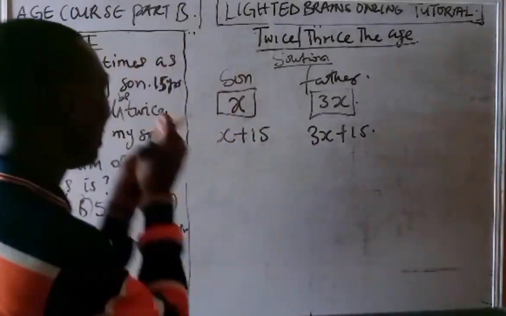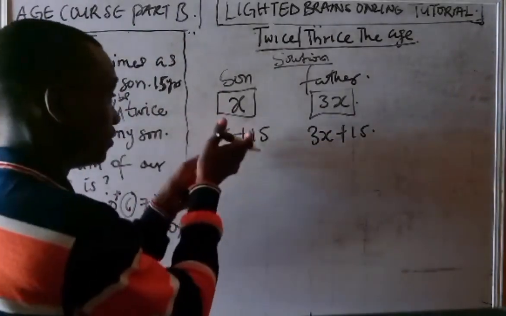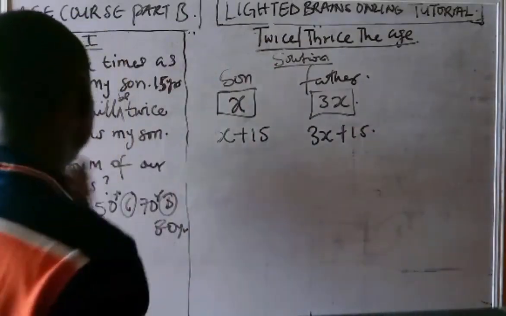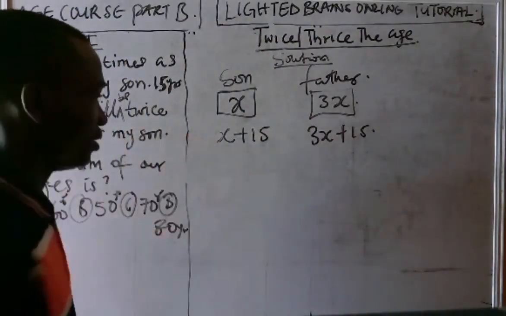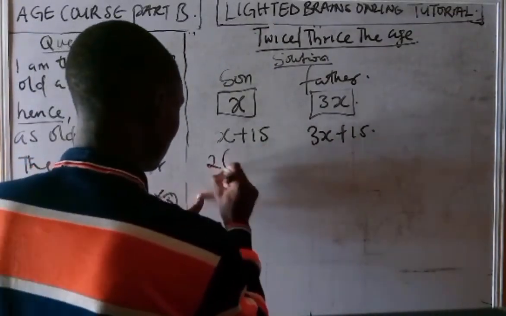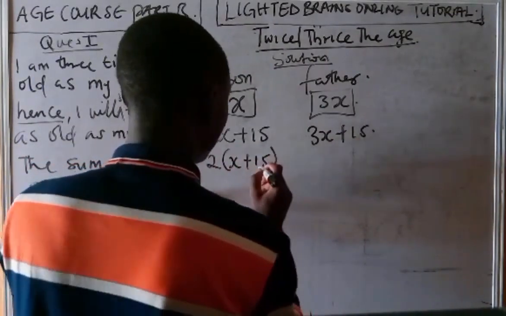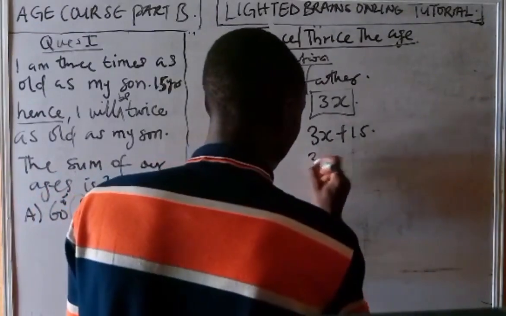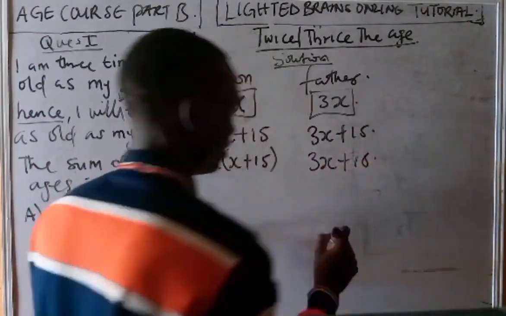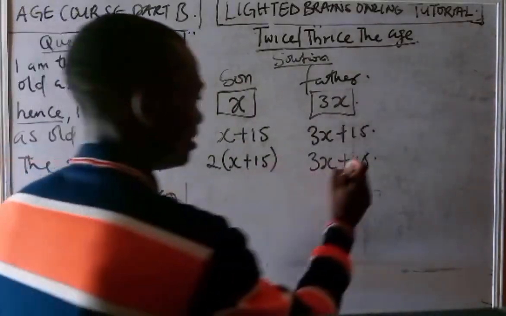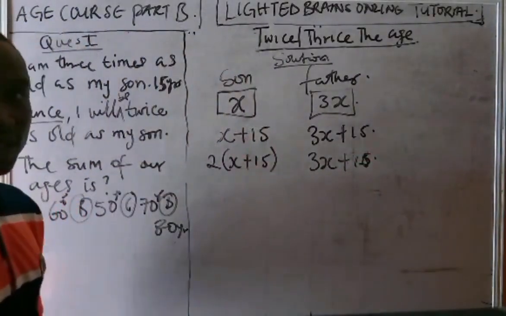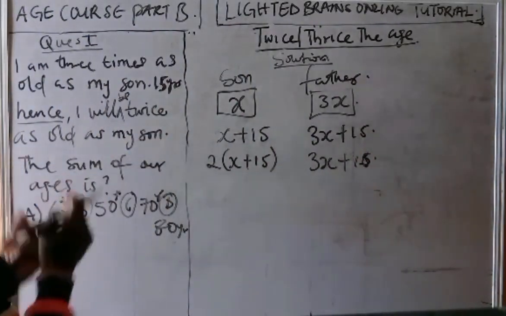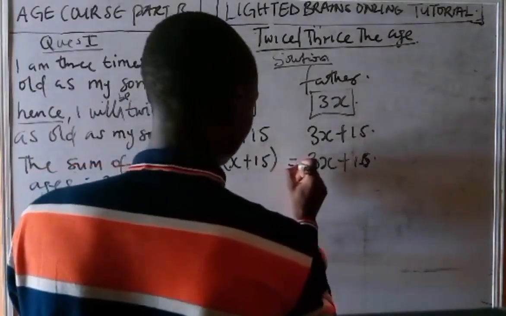The father is saying that after 15 years, that is after adding 15 years to the son's age and to himself, he will be twice as old as his son. That is 2 times (x plus 15), the son's age. So he will be 2 times as old as his son, and you remain with 3x plus 15. I'm just showing you how to analyze it, so that in case you see any question yourself, you can easily analyze it. So this is the question: the sum of our ages is dash. So we now solve it.